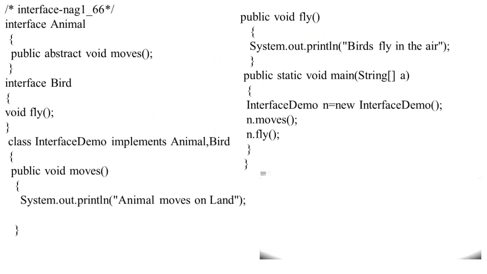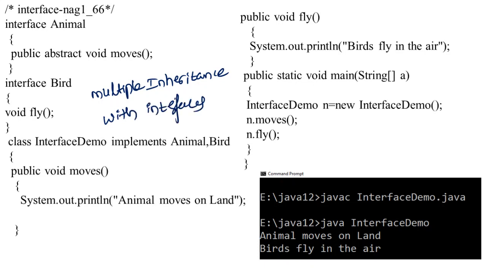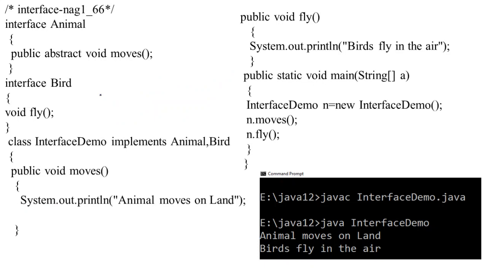Even I discussed a program related to interfaces. This is an interface program. Even I can say it is a program related to multiple inheritance. In Java, I can implement multiple inheritance with the help of interfaces. I cannot implement multiple inheritance with classes. I need interfaces. Just refer to my previous lecture on interfaces.